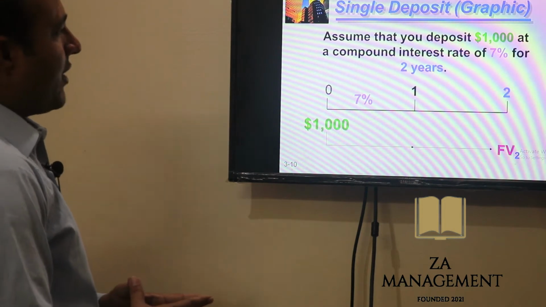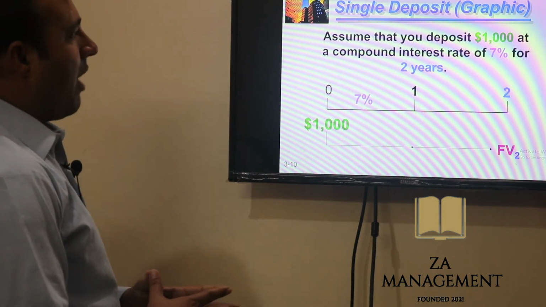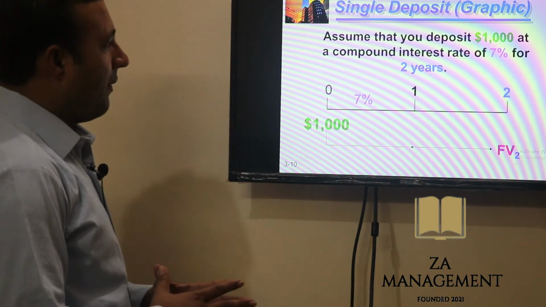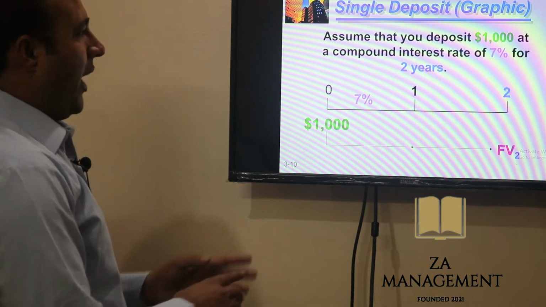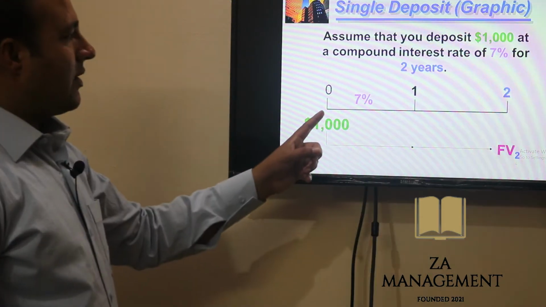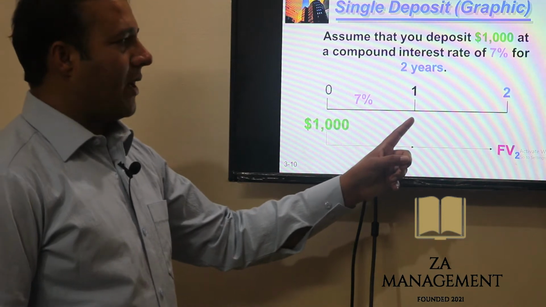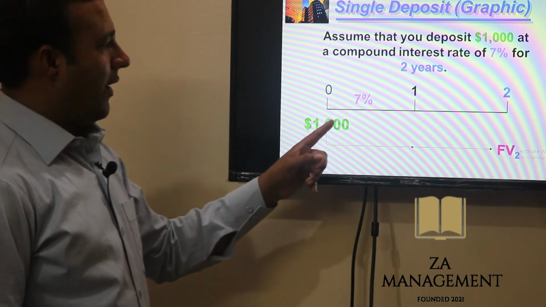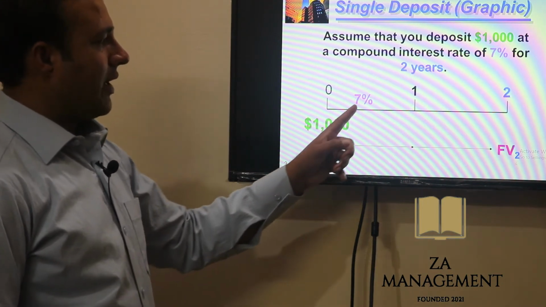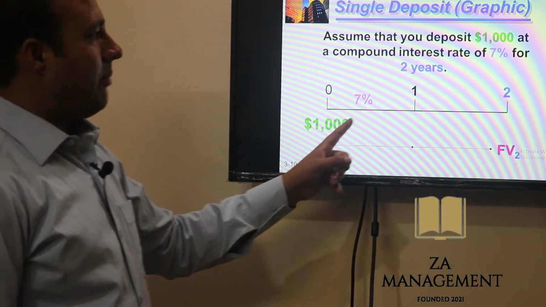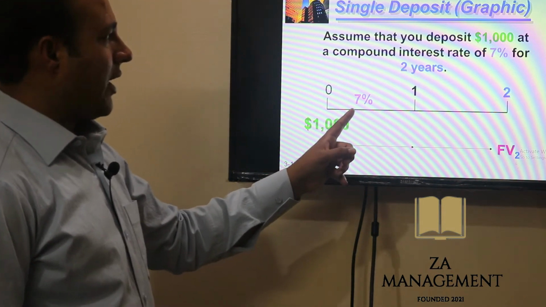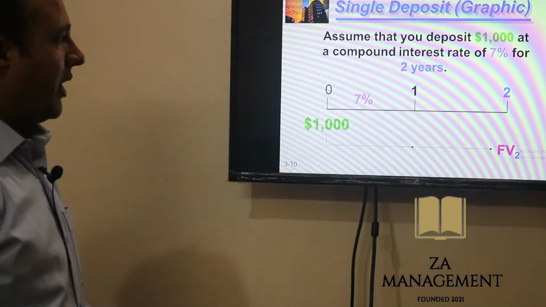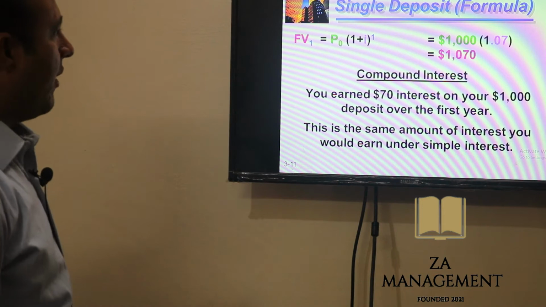Assume that you have deposited $1,000 at a compound interest of 7%. Now we'll be discussing the compound interest rate for 2 years. So we have to draw a timeline, where 0 means today, 1 means a year after today, and 2 means 2 years after today. You have deposited $1,000 at a rate of 7%, but remember you have to apply compound interest. Then what would be the future value of this amount after 2 years? That means, what will be your account balance after 2 years?